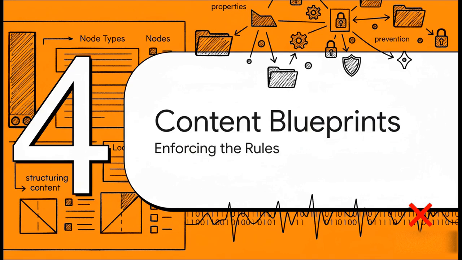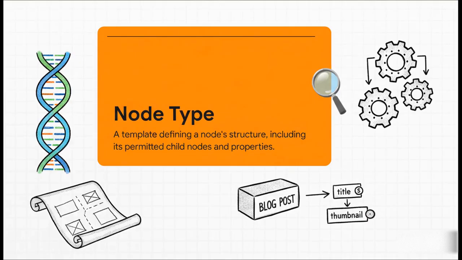But what stops the whole thing from becoming a mess? What stops someone from putting, I don't know, a whole video file where the page title is supposed to go? Well, that's where node types come in. This is the really crucial part. A node's type is the blueprint. It's the set of rules. You could even think of it as the DNA for a piece of content.